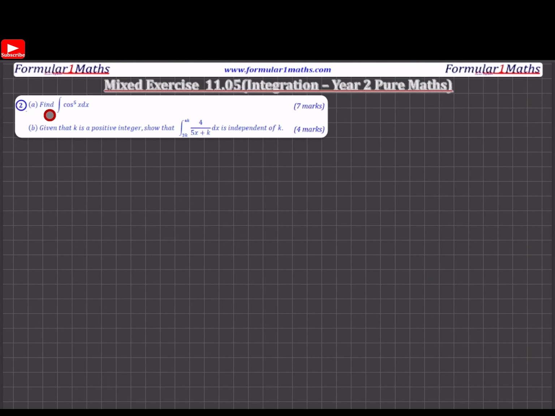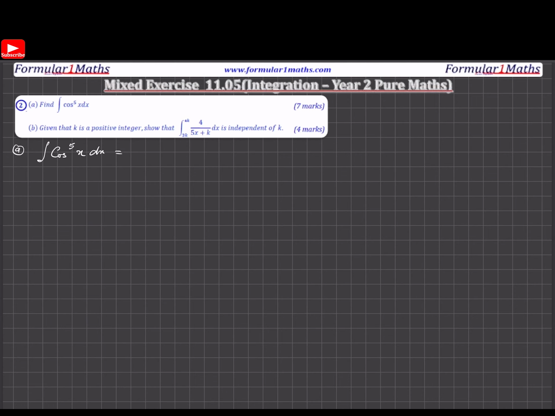Question 2. A. Find the integral of cos to the power 5 of x dx. B. Given that k is a positive integer, show that the integral of 4 over 5x plus k between the limits of 3k to 4k is independent of k. So for A, we have the integral of cos to the power 5 of x dx.